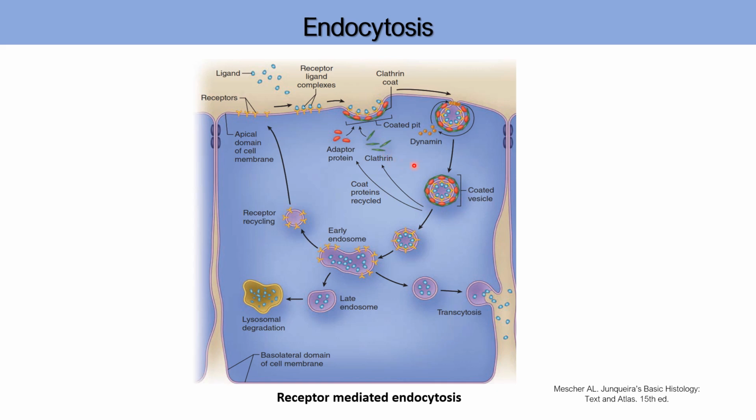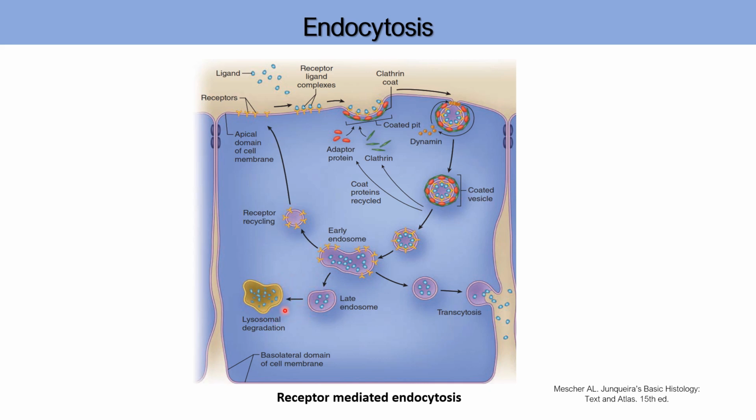The vesicle will fuse with other endosomes, and this fusion forms the endosomal compartment. This is the endosomal compartment. Now the endosomal compartment contains the receptor and ligand. Receptor and ligand may be carried to the late endosome and then to the lysosome for degradation.